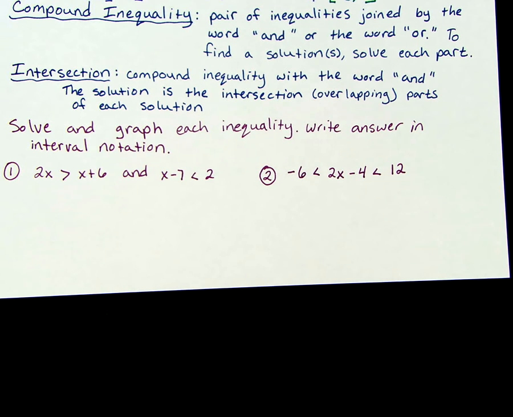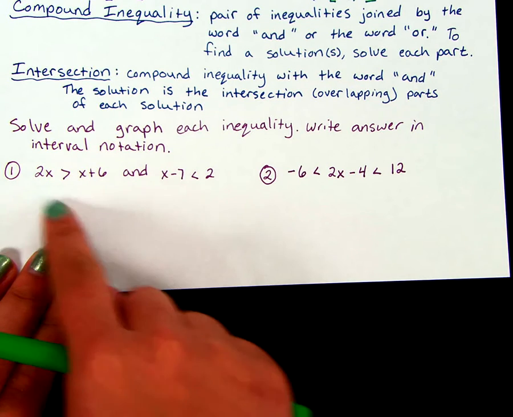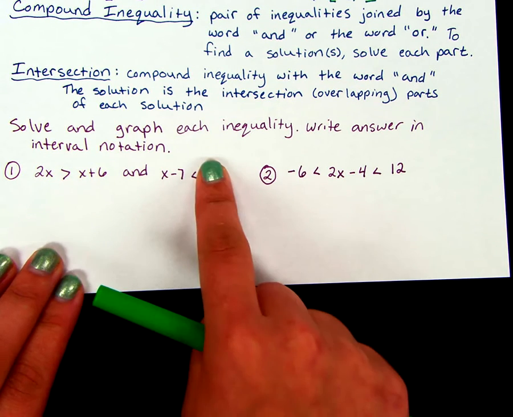So the solution is the intersection, or the overlapping parts on the number line of each solution. Again, to solve, we're going to solve each piece separately and then put the answer on the same number line. We're also going to practice doing interval notation. Our directions tell us to solve and graph each inequality and to write the answer in interval notation. To start, I'm just going to solve this part, and then I'm going to solve this one.